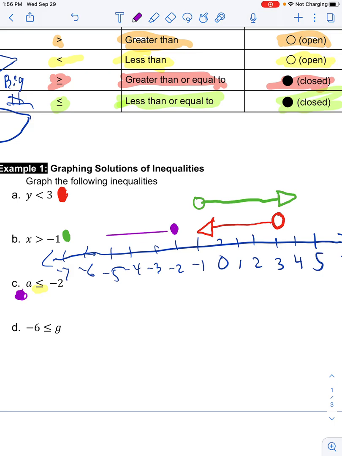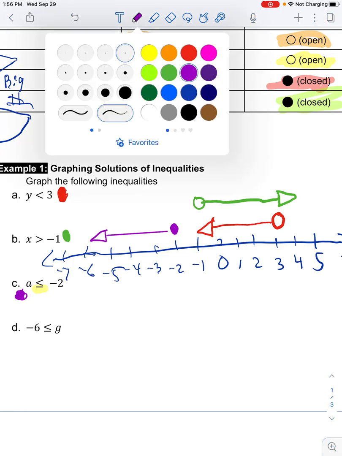I've got to point my answer more negative. I've got to go -3, -5, -100. All of those answers are going to be less than or equal to -2.